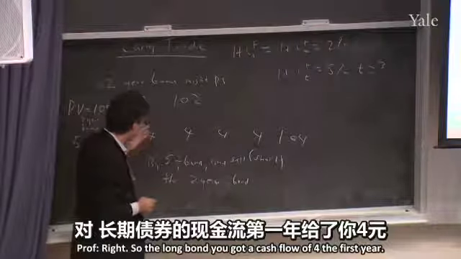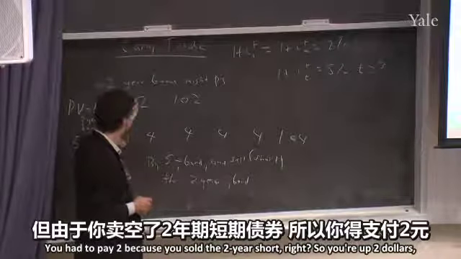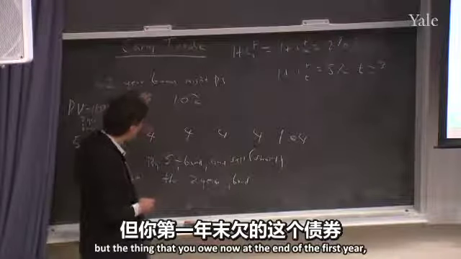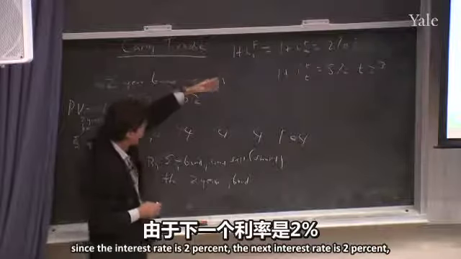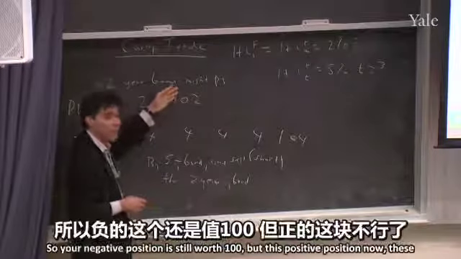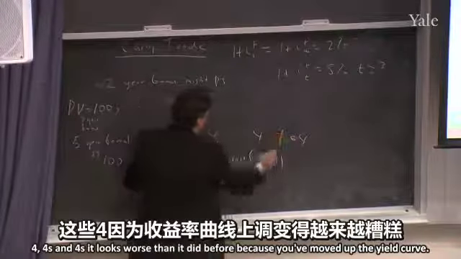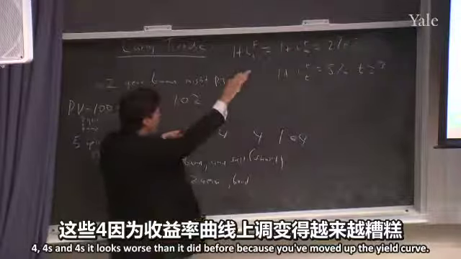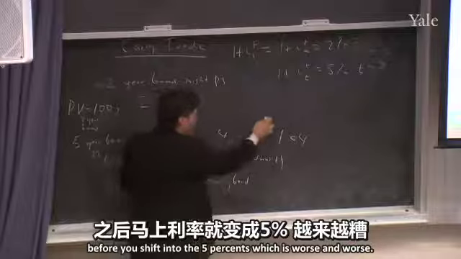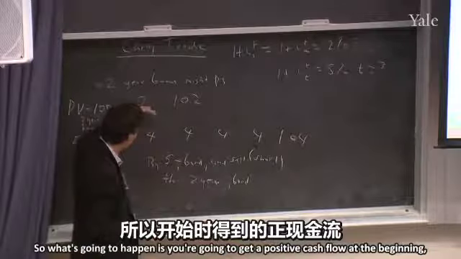Right. So the long bond, you got a cash flow of 4 the first year. You had to pay 2 because you sold the 2-year short, so you're up $2. But the thing that you owe now at the end of the first year, since the next interest rate is 2%, the 2-year bond is still worth 100. So your negative position is still worth 100. But this positive position, these 4s, looks worse than it did before because you've moved up the yield curve. Instead of having two 2% years, you only have one 2% year before you shift into the 5%, which is worse and worse. So what's going to happen is you're going to get a positive cash flow at the beginning.